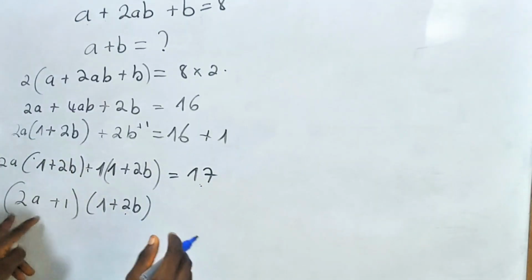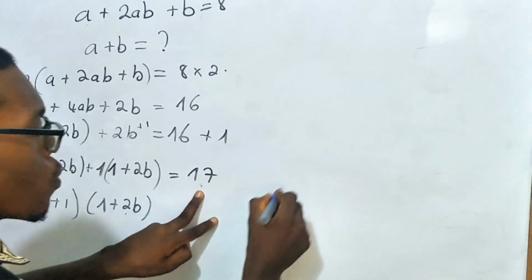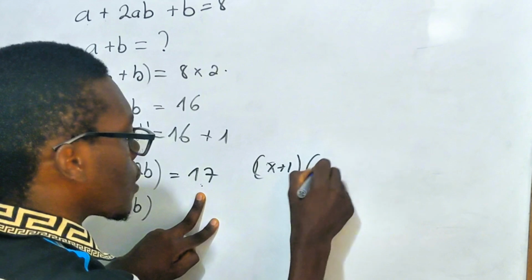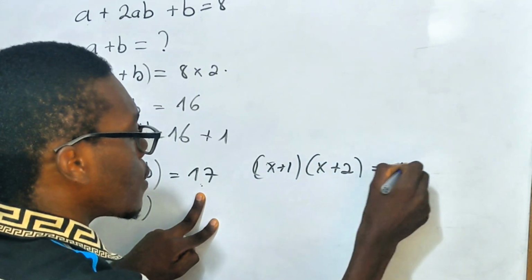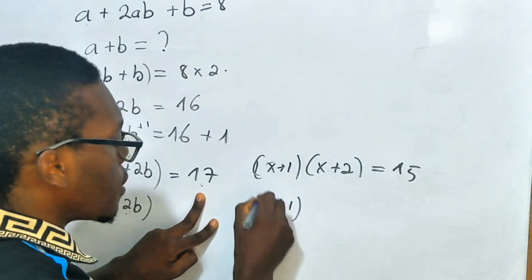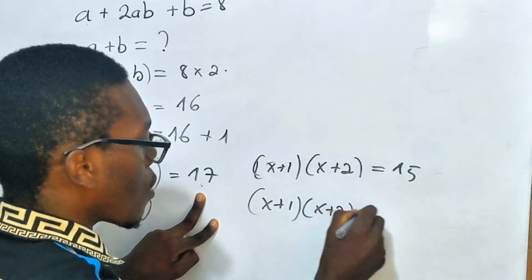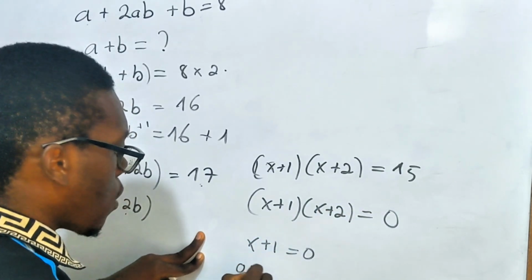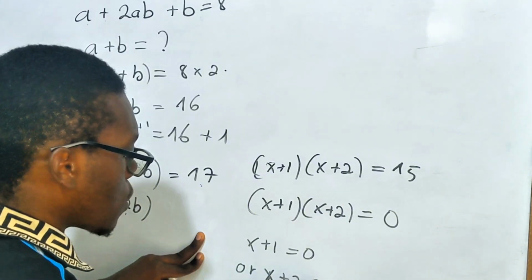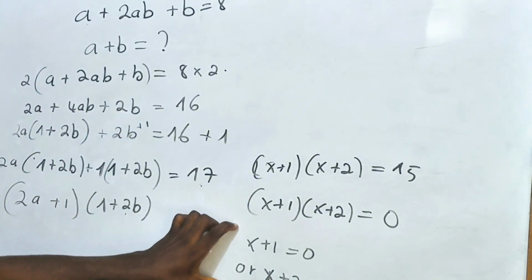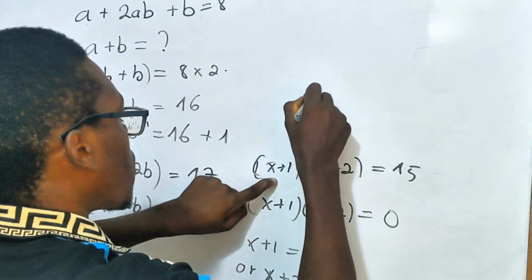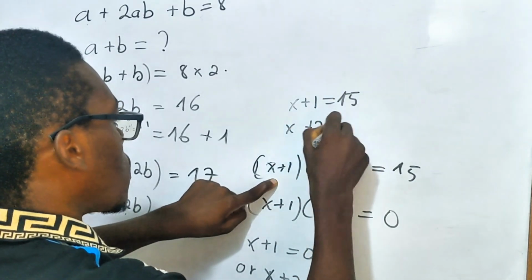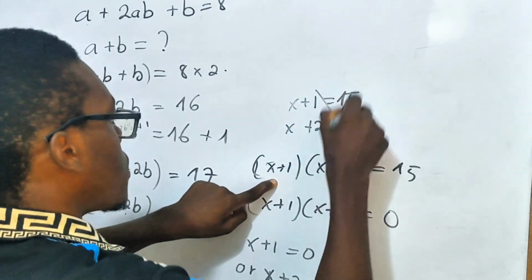In case it's 0, you can equate, but when it's not equal to 0, you cannot equate, like x plus 1 times x plus 2 equals 15. In the zero case, you can say x plus 1 is equal to 0, or x plus 2 is equal to 0. This is logical and can be solved. But in this case, you cannot say x plus 1 is equal to 15, or x plus 2 is equal to 15. This is typically wrong.